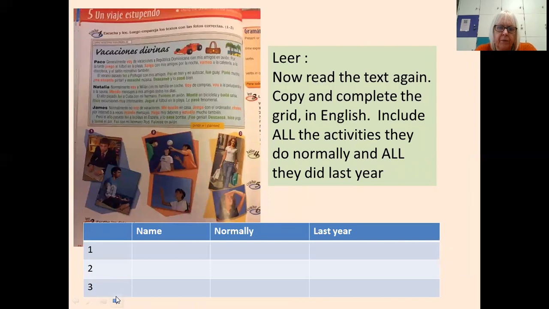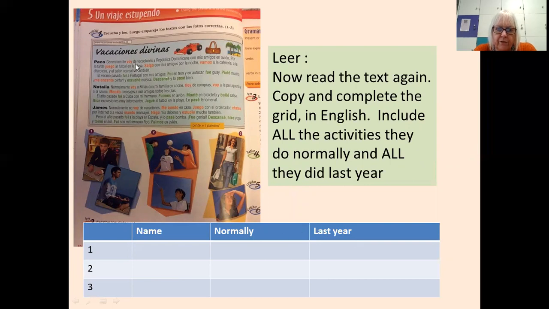Okay, now we're still with the same text, and I want you to really look at this in detail. It's another grid. You're writing in English, and you are going to include all the activities they do normally and all they did last year. So you've got name, normally, last year, and then the 1, 2, 3. So you can do them whichever order you like. So Paco, Natalia, James, what they do normally, what they did last year.